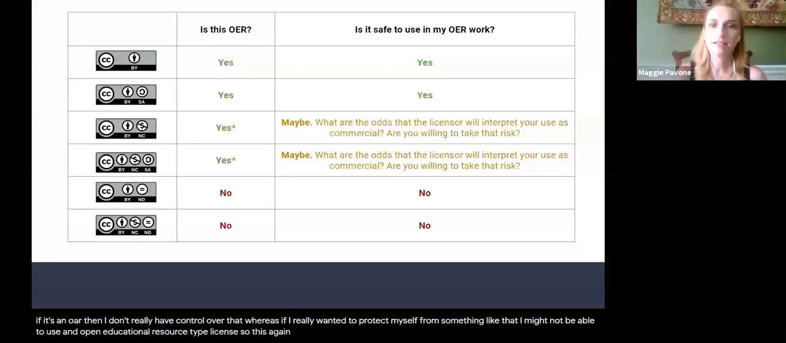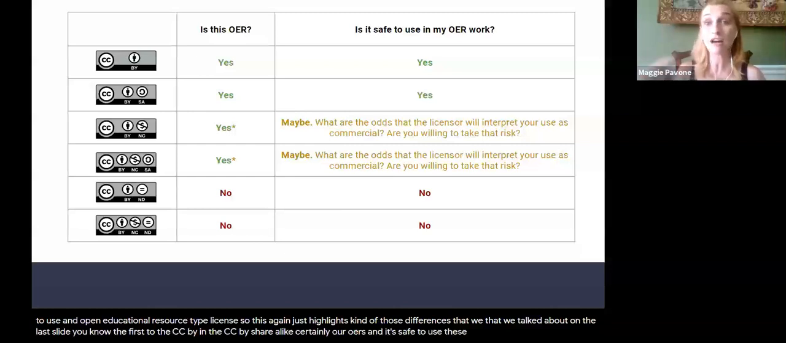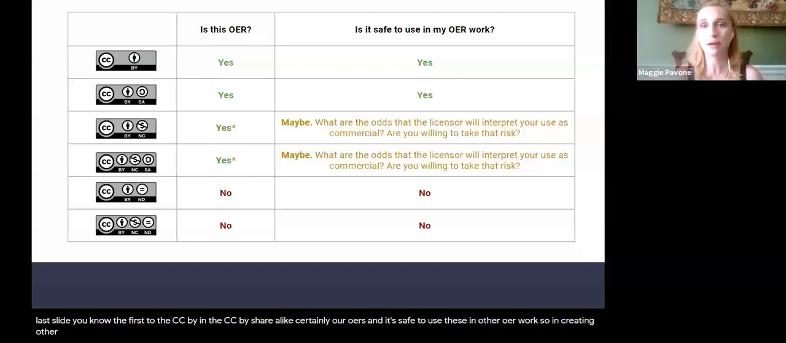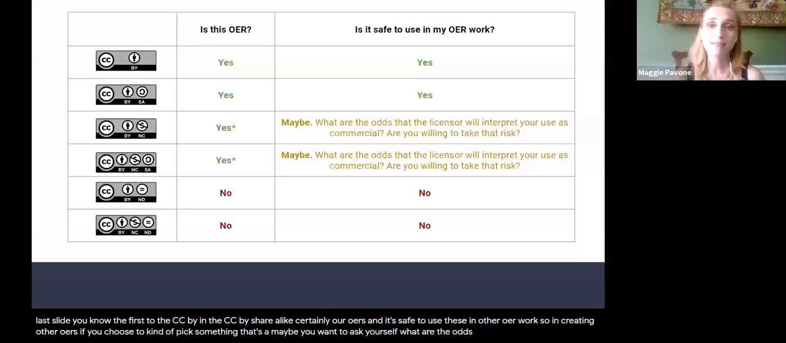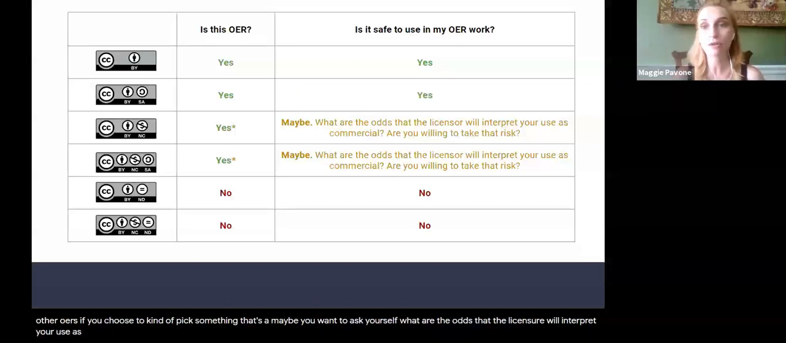So this again just highlights those differences that we talked about on the last slide. The first two, the CC BY and the CC BY share alike, certainly are OERs, and it's safe to use these in other OER works, so in creating other OERs. The next two are a maybe, and if you choose to pick something that's a maybe, you want to ask yourself, what are the odds that the licensor will interpret your use as commercial? And are you willing to take that risk?